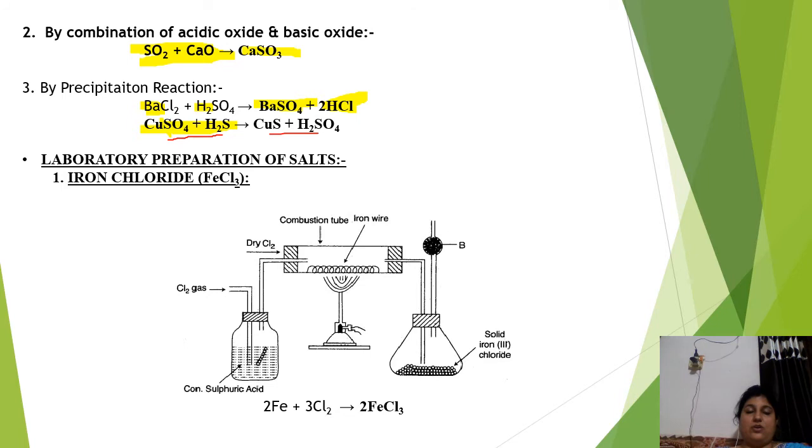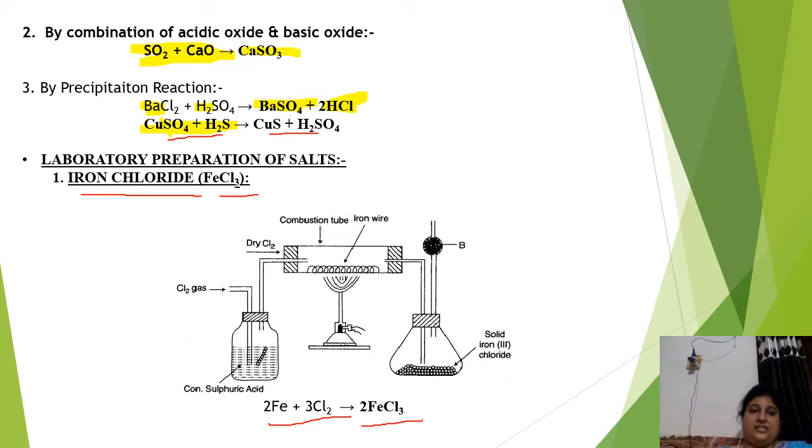I hope it is all clear to you. Now there are some laboratory preparations of some salts. First one is iron chloride. Iron chloride means FeCl3. When iron reacts with chlorine, it results in the formation of FeCl3. What I said, when iron reacts with chlorine, it results in the formation of iron chloride.